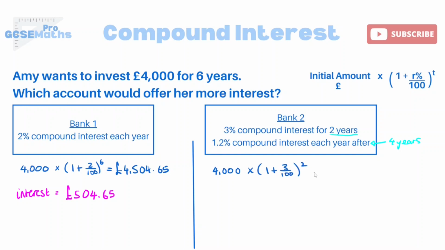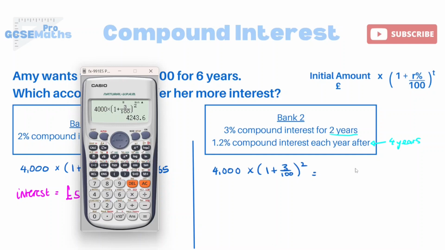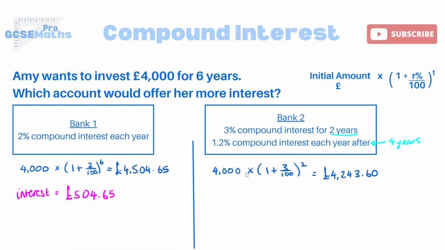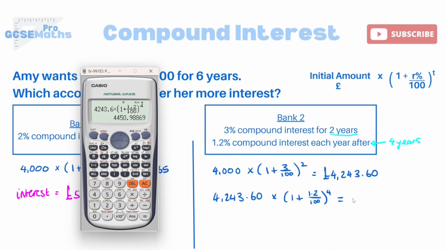Put that in my calculator, which gives me 4,243.60. And then I need to work out the other 4 years. So my initial amount is now going to be that same value. The 4,243.60 is the new initial amount that I need to use. And obviously my interest rate has changed to 1.2%. And then for 4 years, which gives me £4,450.99 if I do it to 2 decimal places.